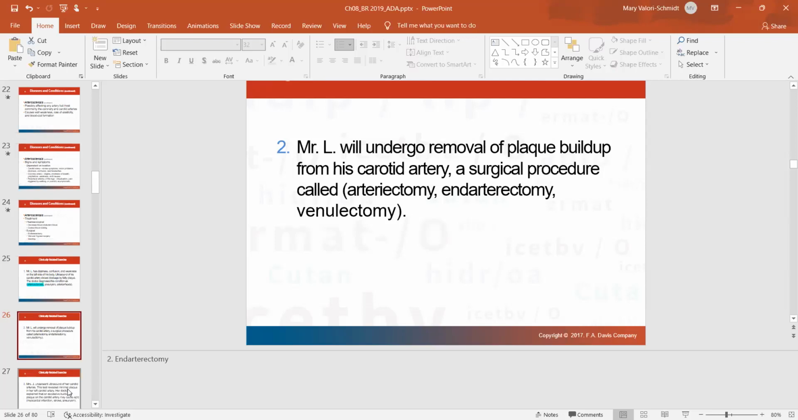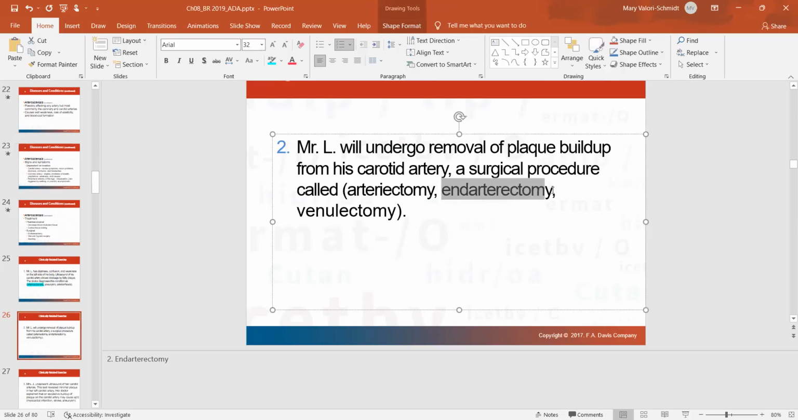Mr. L will undergo removal of the plaque buildup from his carotid artery, a surgical procedure called, come on, kids. Endarterectomy. There you go. Thank you. Thank you, Ashbala. It's an endarterectomy.